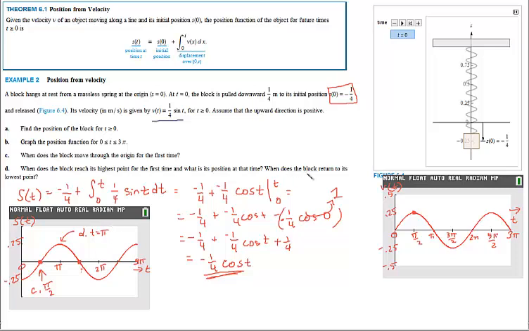When does the block return to its lowest point? It goes back to the lowest point right here. This is the other answer to D, and that would be at t equal to 2 pi. And I think we've answered that one. So I had to be very careful about which graph you're looking at and try to understand the relationship between the position graph and the velocity graph, and be sure you know which one you're looking at or you'll get confused.